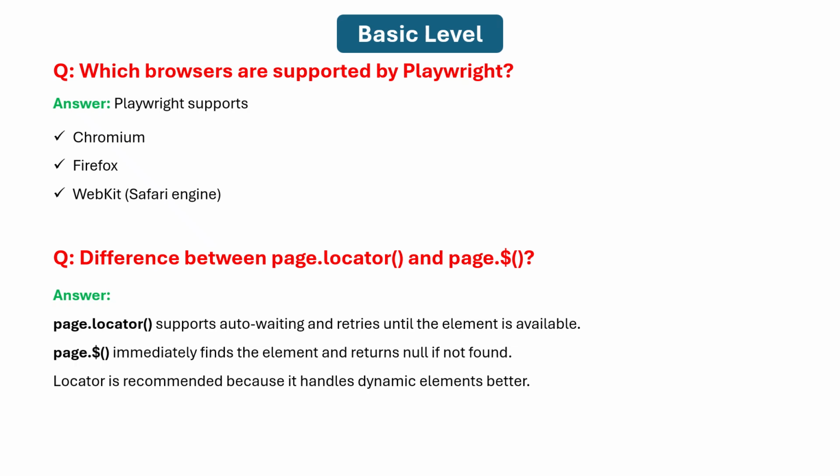Difference between Page.Locator and Page.$? Page.Locator supports auto-waiting and retries until the element is available. Page.$ immediately finds the element and returns null if not found. Locator is recommended because it handles dynamic elements better.